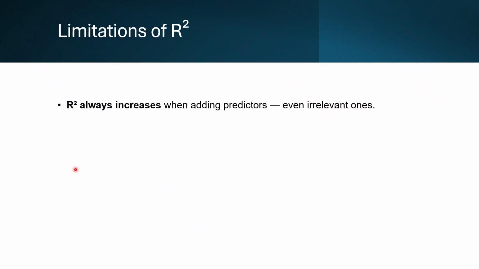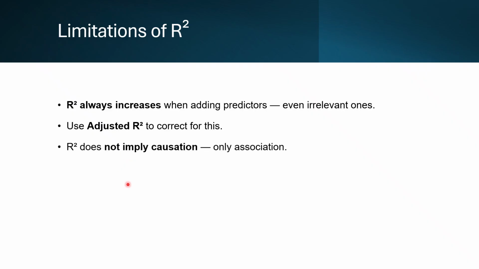R square has several limitations. One is that it will keep on increasing as we keep on adding more and more predictors, even if they are irrelevant. In this case, we use adjusted R square to correct for the increased number of predictors, which is also called the penalized version of R square. As is the case in almost all the concepts in statistics, R square does not imply causation. It only indicates an association.